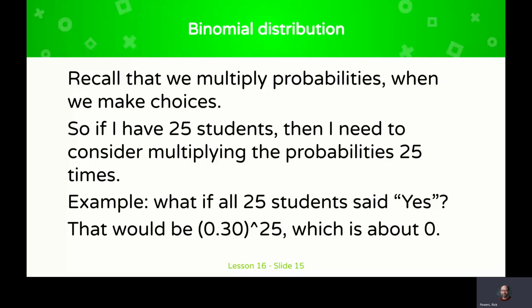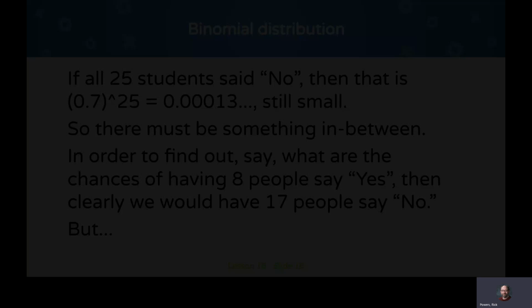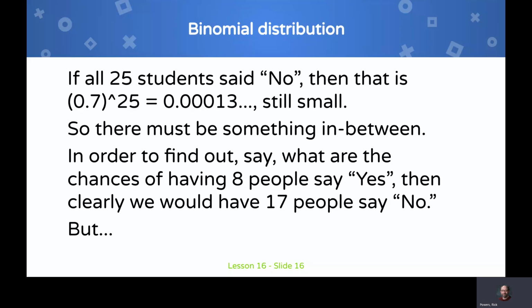Recall that we multiply probabilities when we make choices. So if I have 25 students, then I need to consider multiplying the probabilities 25 times. Example, what if all 25 students said yes? That would be 0.30 to the 25th power, which is about 0. If all 25 students said no, then that's 0.7 to the 25th, which is approximately 0.00013, which is still small. So there must be something in between.